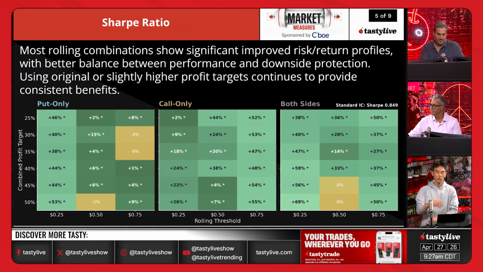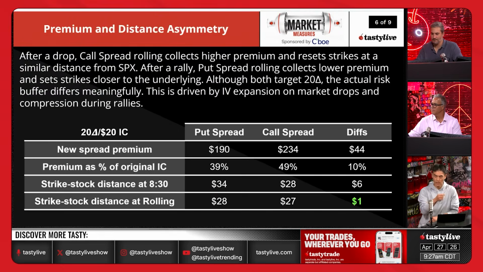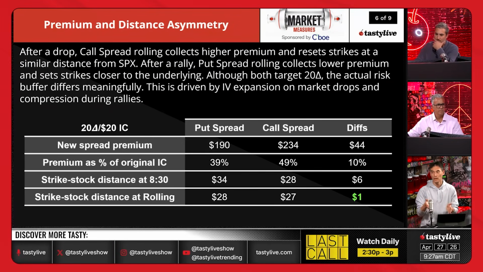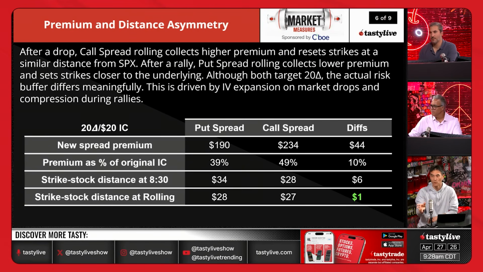100%. Yeah. So now we want to dig a little bit deeper into the reason, as we always do. Let's go to the next slide. We want to compare the put side and call side rolling. Why is it not balanced? The put side behaves very differently from the call side, especially when rolling. We already saw the first two rows from part one. Rolling can definitely give you more credit premium on the call side than the put side. We see there are $44 more on the call side, and the additional premium as a percentage of the original iron condor is 10% more on the call side.